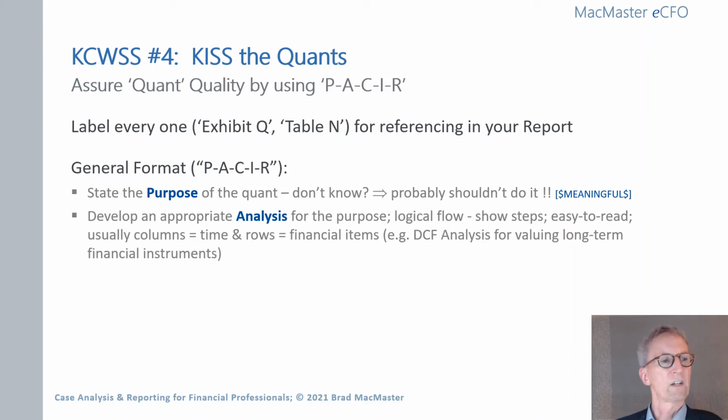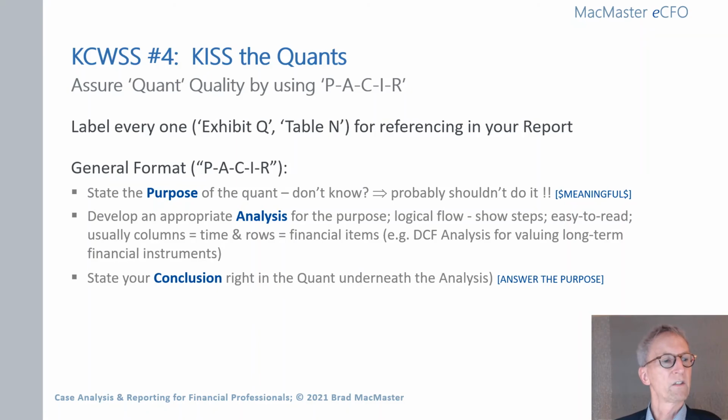The second thing is actually to develop an analysis that's appropriate for the purpose. There should be a logical flow. You should show the steps of all of your work. It should be easy to read, logically flowing and consistent. Usually in a quantitative exhibit, you're going to be using columns to represent time and rows to represent various financial items. You can probably picture this right now for a discounted cash flow analysis for valuing long-term financial instruments.